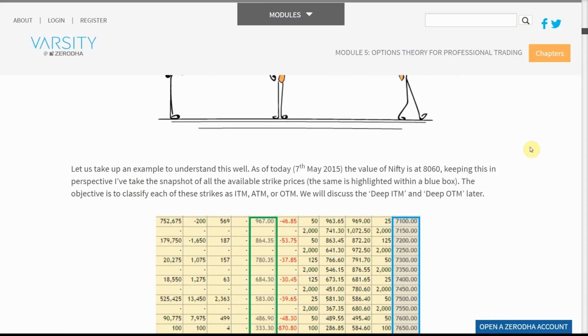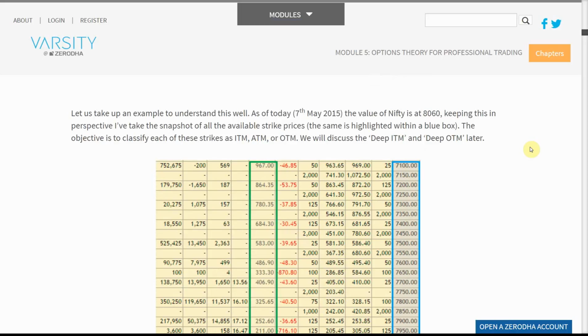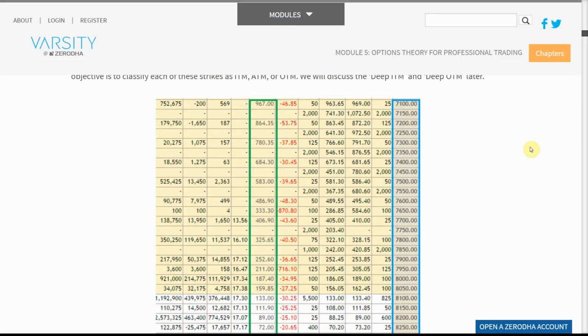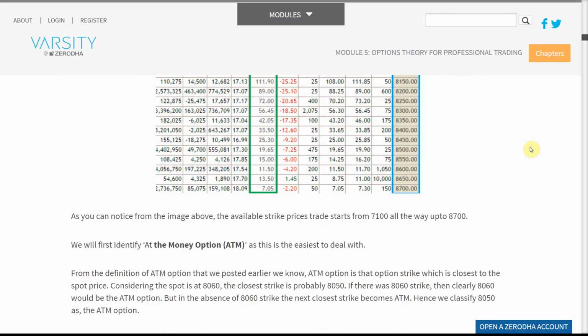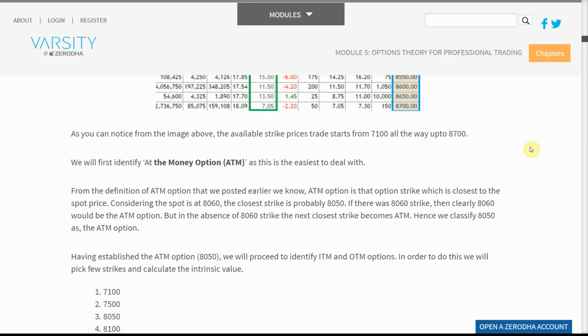As of today, the 7th of May 2015, the value of Nifty is at 8,060. Keeping this in perspective, I've taken a snapshot of all the available strike prices, the same is highlighted within a blue box. The objective is to classify each of these strikes as ITM, ATM, or OTM. We will discuss the deep ITM and deep OTM later. As you can notice from the image above, the available strike prices start from 7,100 all the way up to 8,700. We will first identify the at the money option, ATM, as this is the easiest to deal with.